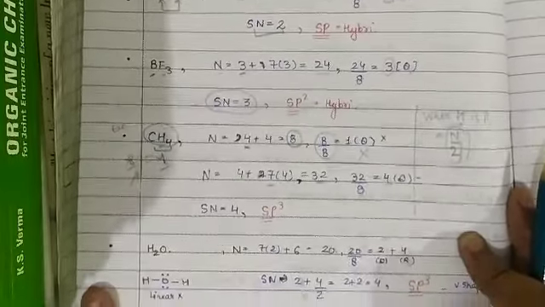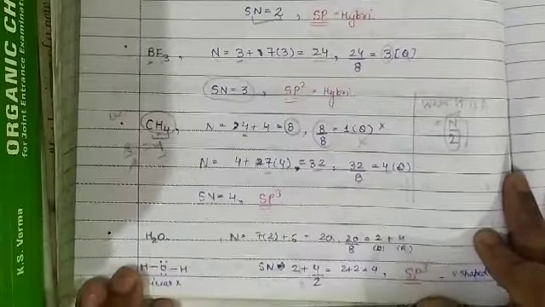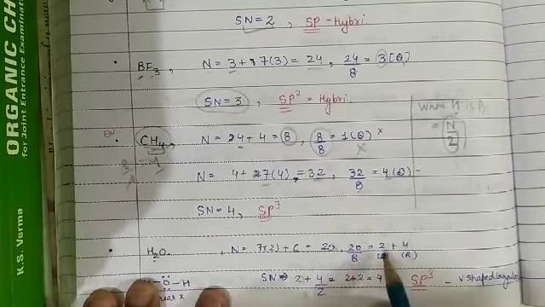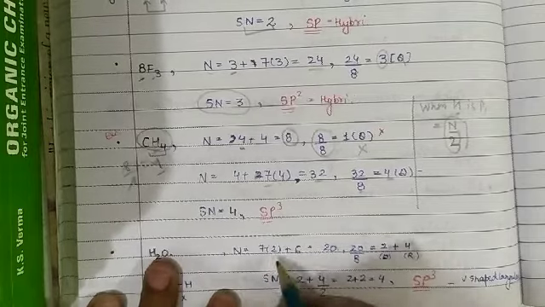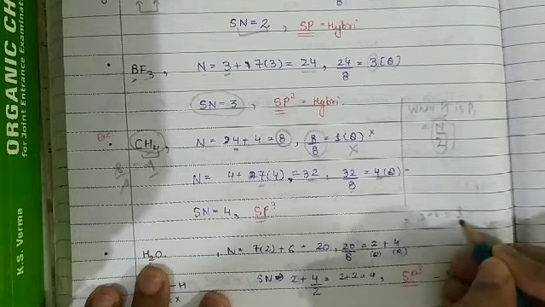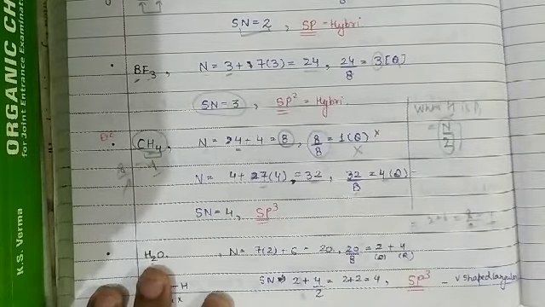In the case of H2O, how will we calculate hybridization? Both methods we can use. Hydrogen valence electron 1 into 2, so 1 into 2 plus oxygen 6. So it will be 2 plus 6, 8 divided by 2, 4. And for steric number 4, hybridization is sp3.